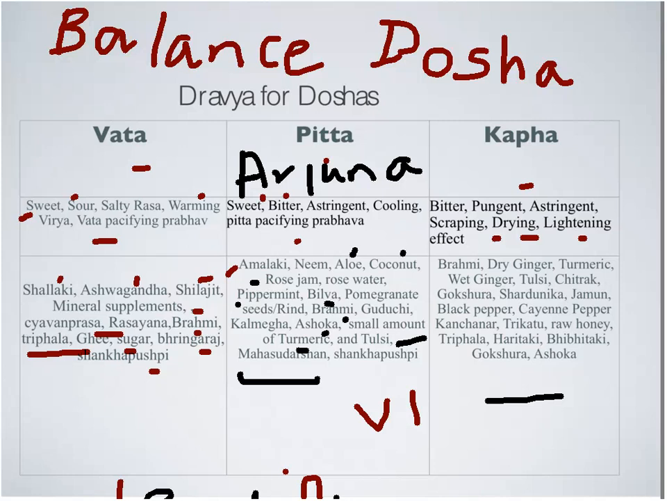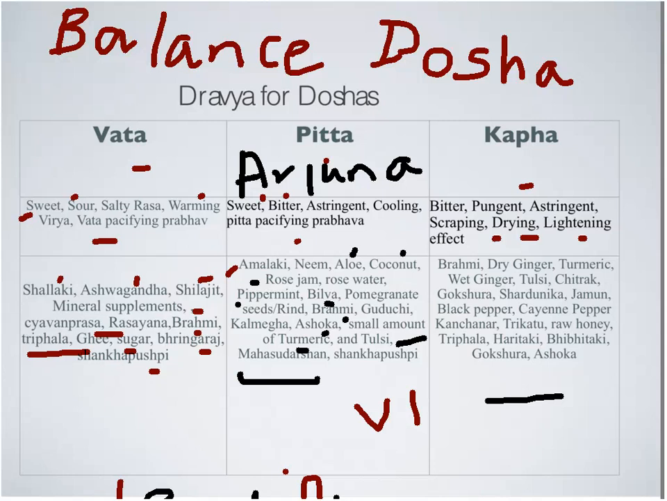Mahasudarshan is a formulation which has a very scraping effect. It's very good for giving to somebody who has ama. Again, it's given for both Pitta and Kapha, but it's so drying and scraping, you don't want to give it to a Vata person unless a Vata person has ama. Then you, of course, give Mahasudarshan, or you can give it to a Vata-Pitta person.